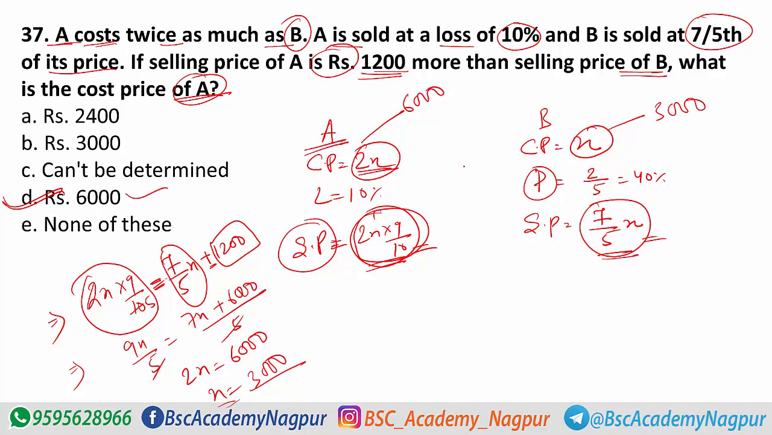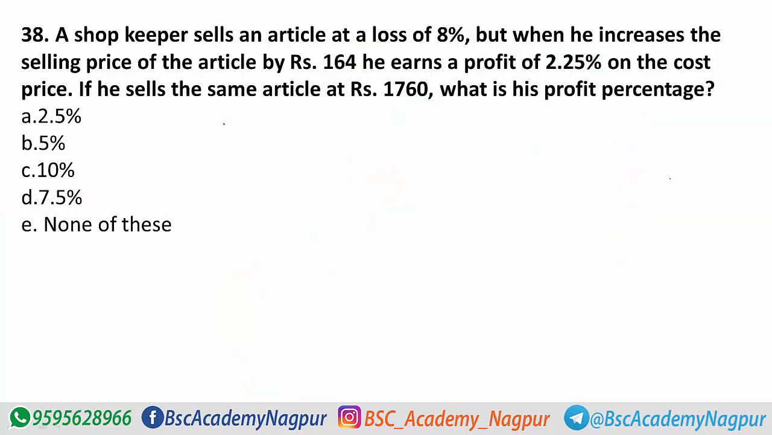Okay, coming to the next one, question number 38. What it is saying is: a shopkeeper sells an article at a loss of 8%. But when he increases the selling price of the article by rupees 164, he earns a profit of 2.5% on the cost price. If he sells the same article at rupees 1760, what is the profit percentage?